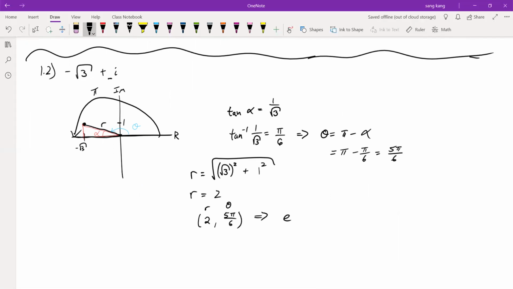And as the exponential term, it'd be 2 times e raised to the i theta, 5 pi over 6.